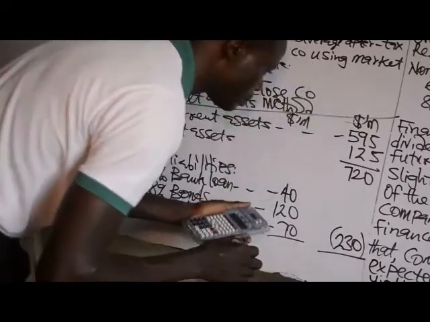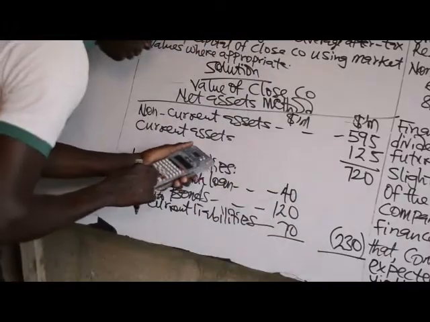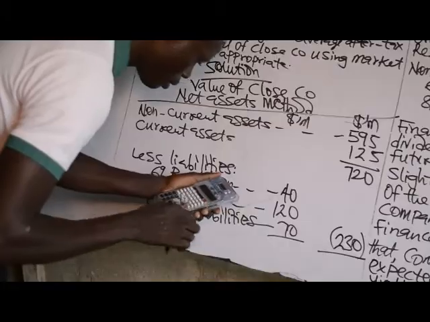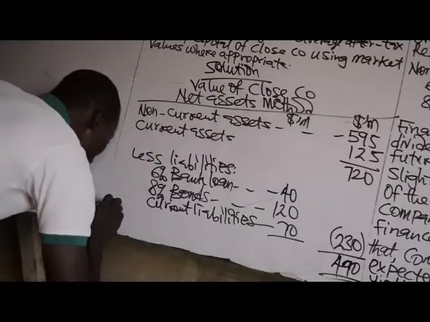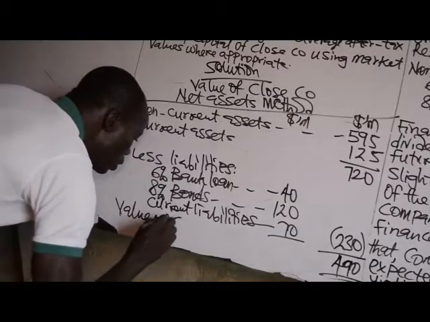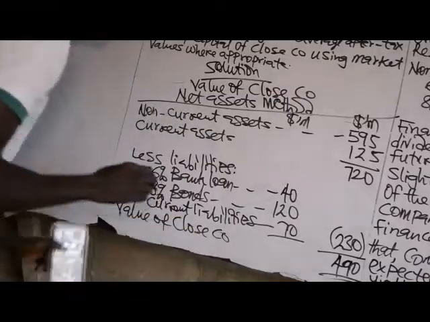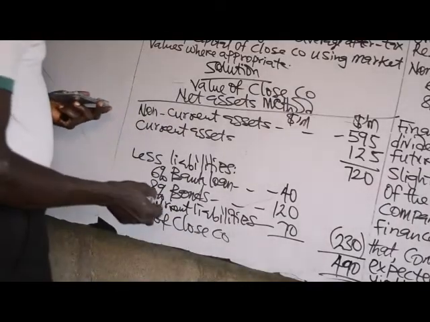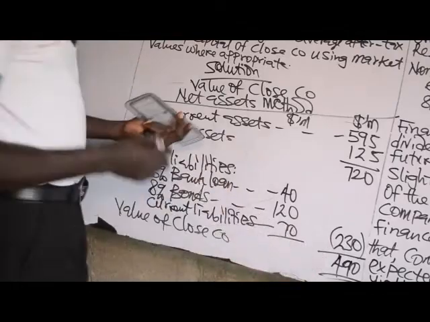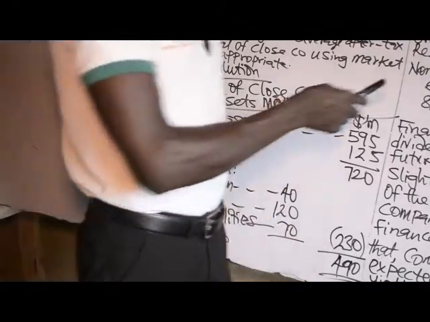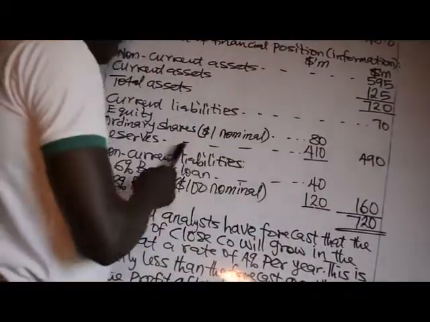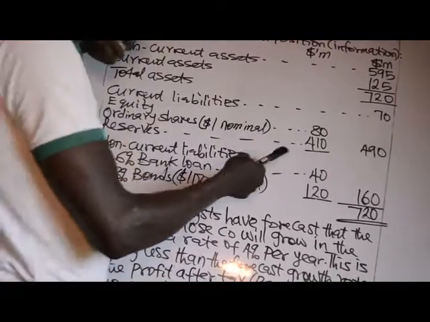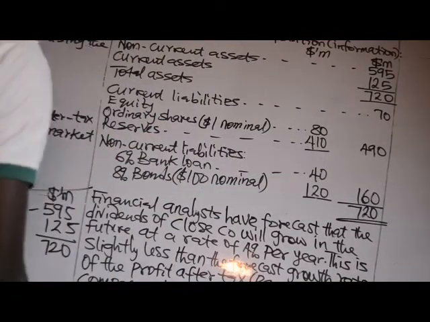If you subtract 230 from 720, then we have 490. That is the value of Closco if you use the net asset method, which agrees with the value of equity. The total value of equity is 490. Remember, I've told you that equity is the same as the net asset. So the value of Closco now is 490.